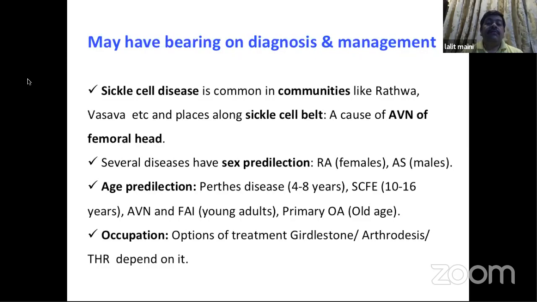Certain sexes are more related to certain diseases, like Perthes and ankylosing spondylitis. Age, you very well know: Perthes disease, SCFE, DDH would have a particular age when the patient comes to you. And occupation, of course, is going to tell you something about what could be the disease, and it will help you in deciding upon the management.